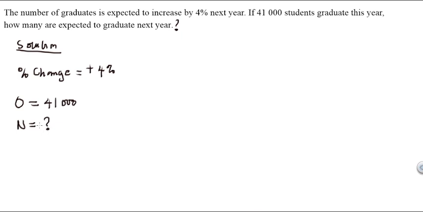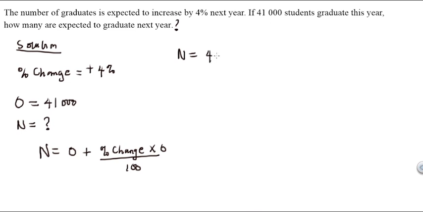Now, from the formula that we got before, we know that the new value can be calculated as equal to the old value plus percent change times old value divided by 100. So all we need to do to get the number of students that will graduate next year is to plug in these values into this formula, so that the new value for students will be 41,000 plus. Now the percentage change here is plus, so we can just write it as 4. This will be 4 times the old value, which is 41,000, divided by 100. So we know that these two zeros can cancel out.